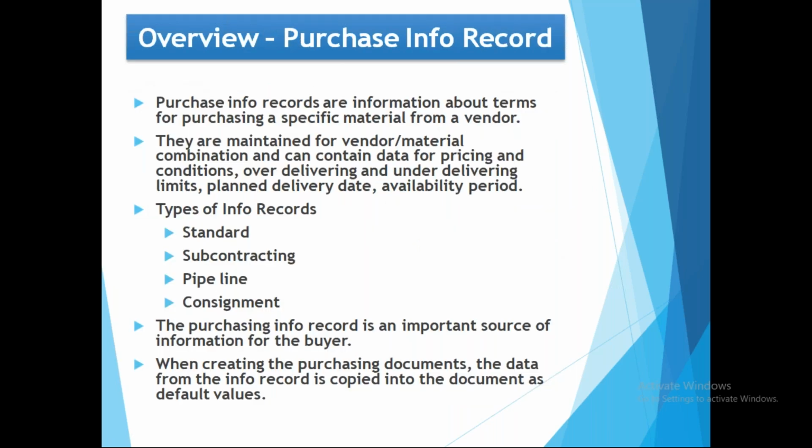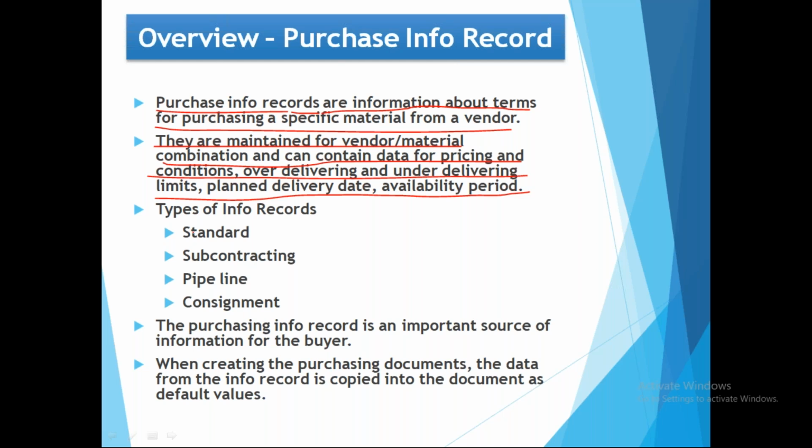So let's start with the purchase info record. Purchase info records contain information about terms for purchasing a specific material from a vendor. The purchase information record contains information for a particular material and vendor combination. They are maintained for a vendor and material combination and can contain data for pricing and conditions, over-delivery and under-delivery limits, planned delivery date, and availability period.